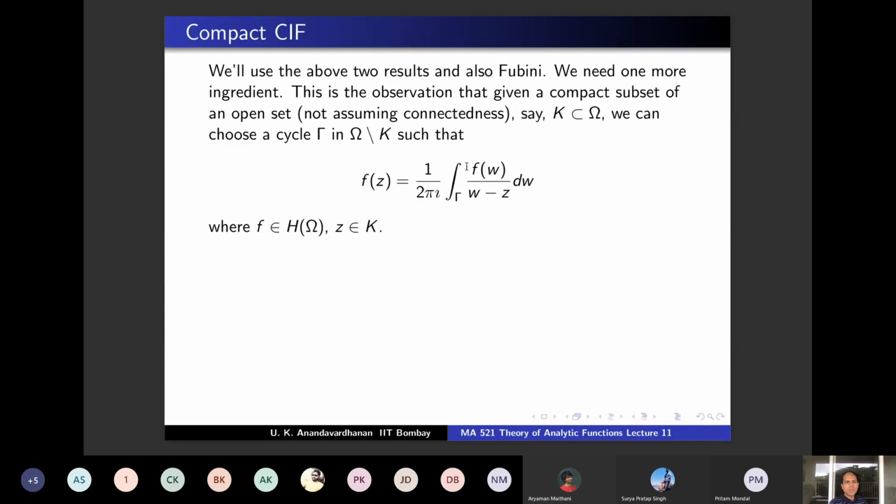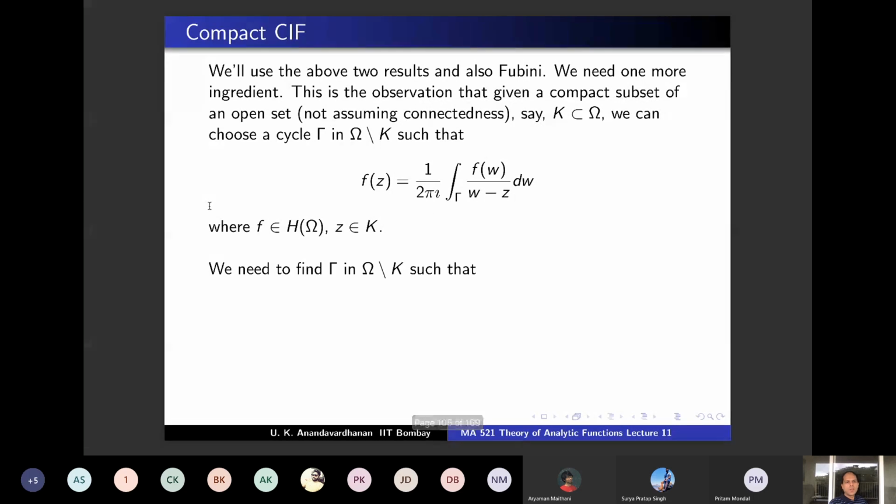So the point is to choose a cycle outside K. The claim is that you can choose a cycle outside K such that this is true with index 1 when z is in K. That is the point of the statement, right? In the usual Cauchy integral formula, for z in K the index is 1, and for z outside omega the index is 0. It's homologous to 0 in omega. Such a cycle can be chosen.